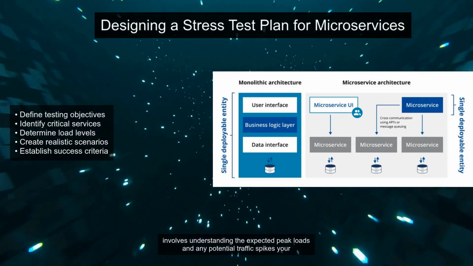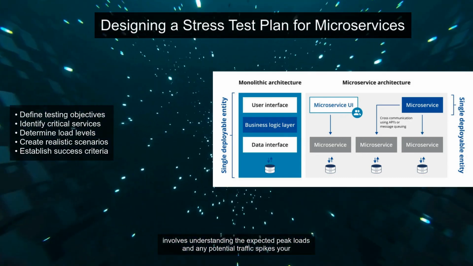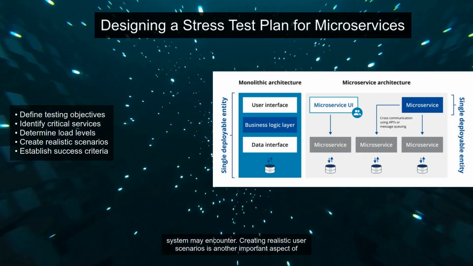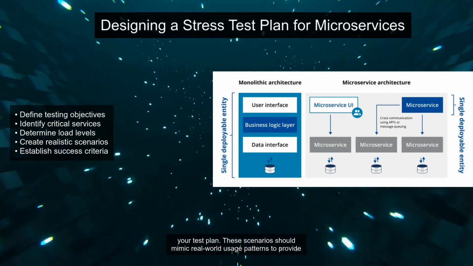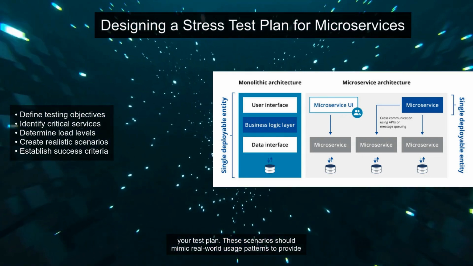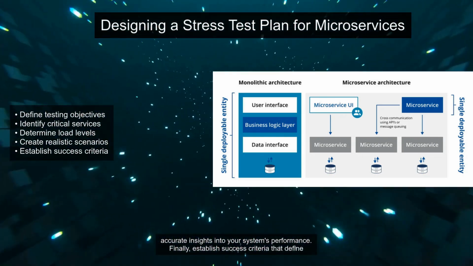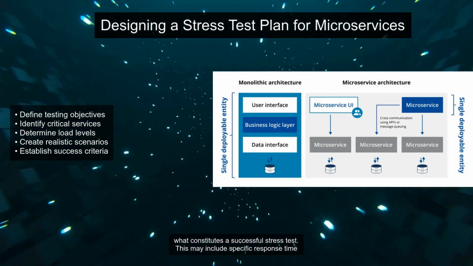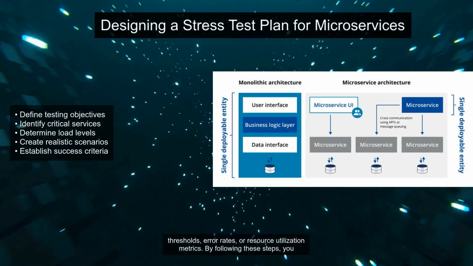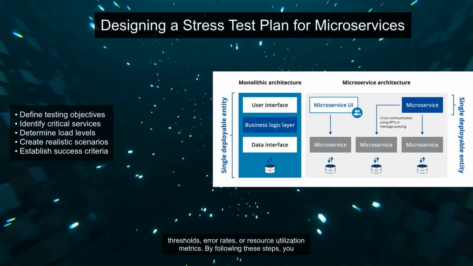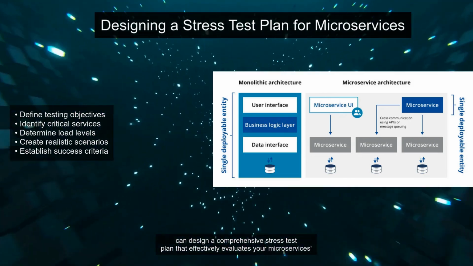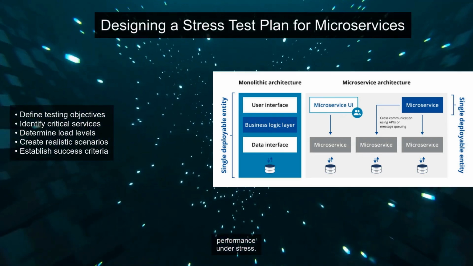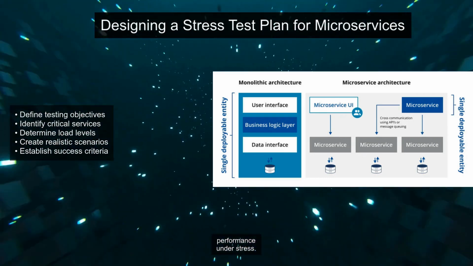Once you've identified the critical services, determine the load levels you want to test. This involves understanding the expected peak loads and any potential traffic spikes your system may encounter. Creating realistic user scenarios is another important aspect of your test plan. These scenarios should mimic real-world usage patterns to provide accurate insights into your system's performance. Finally, establish success criteria that define what constitutes a successful stress test. This may include specific response time thresholds, error rates, or resource utilization metrics. By following these steps, you can design a comprehensive stress test plan that effectively evaluates your microservices' performance under stress.